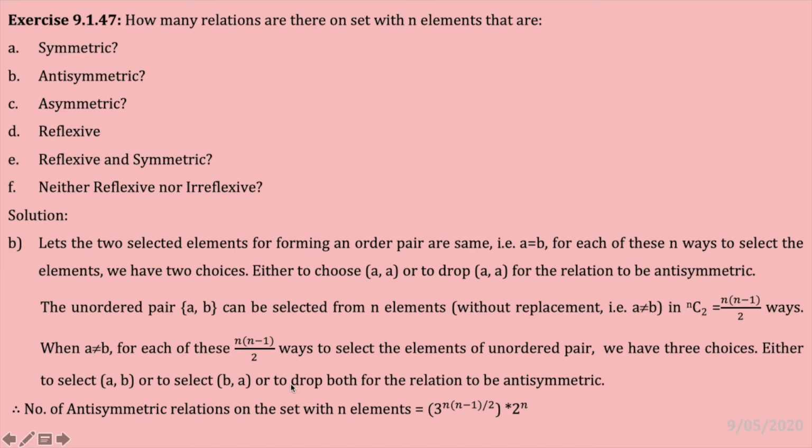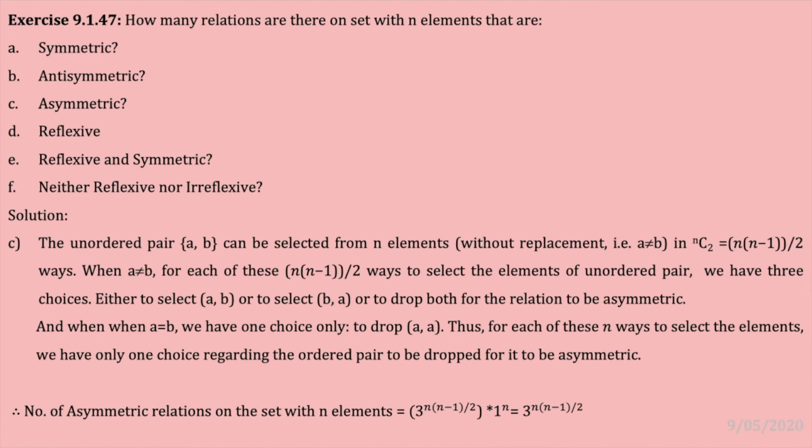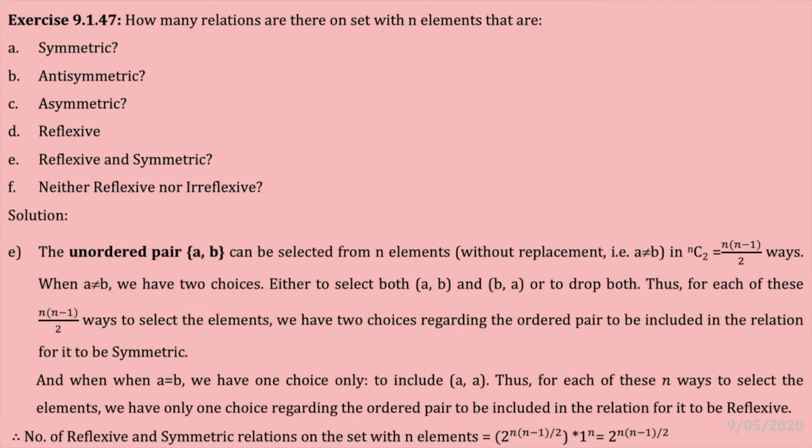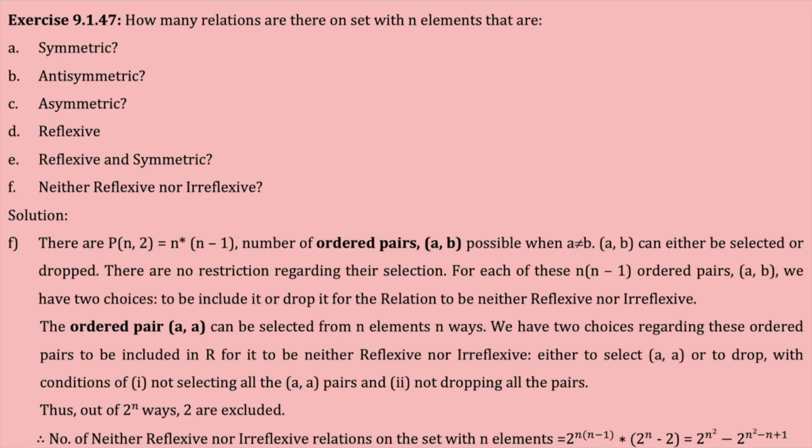Now the total number of antisymmetric relations possible over the set of n elements can be obtained by multiplying these choices here with the number of choices here. So we get the total number by multiplying these two choices, and in this way the number of antisymmetric relations possible on the set with n elements is equal to 3 to the power n into n minus 1 by 2 multiplied by 2 to the power n. In a similar way, here is the solution for part C, part D, part E and part F.